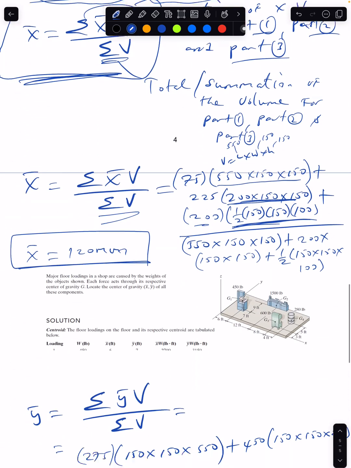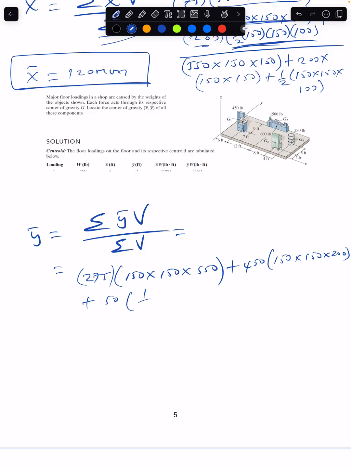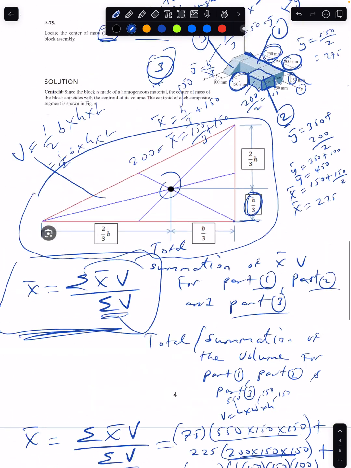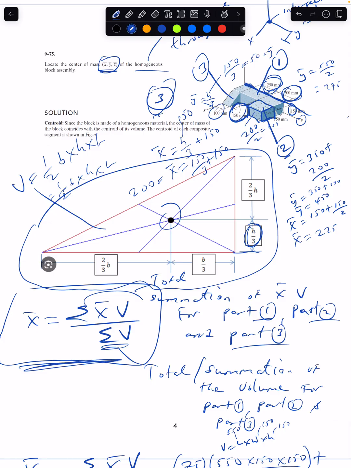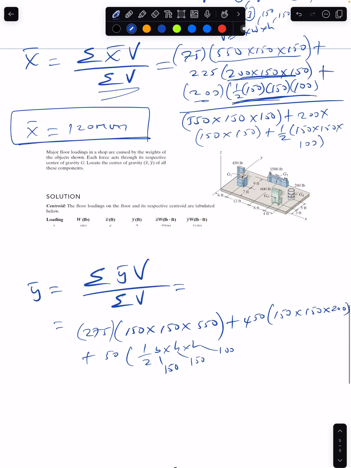And the volume becomes 1 over 2 times base times height times length. And what is the base? It's still 150, so the base is 150, and the height is 150, and the length is 100. So this is the length 100, this is the base, and this is the height, which is 150. And that is actually for part 3.